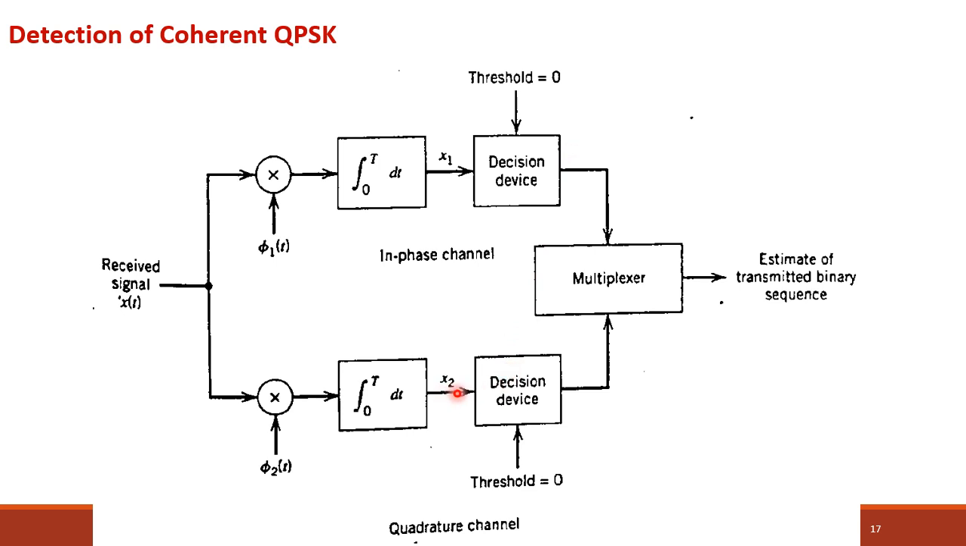Similarly, the output of correlator 2, x2, is also given to a decision device where you are comparing it with a threshold. If x2 is greater than 0, the receiver takes a decision that 1 is transmitted. If x2 is less than 0, you take a decision that 0 is transmitted. And these binary sequences at the in-phase channel and the quadrature channel output are then combined in a multiplexer in order to reproduce or give an estimate of the transmitted binary sequence.